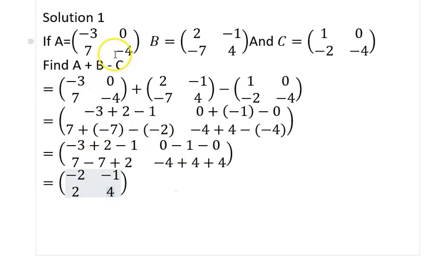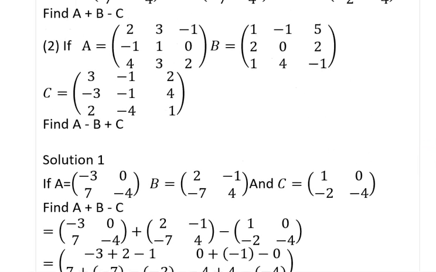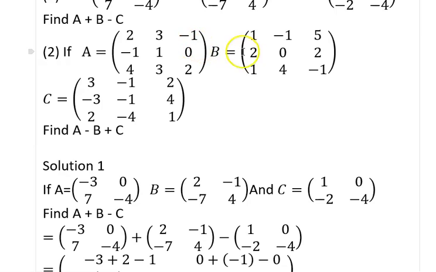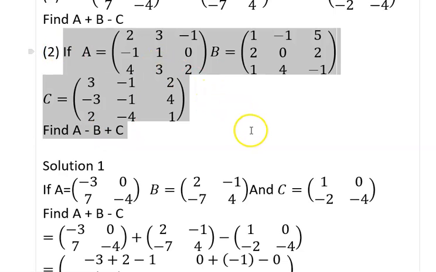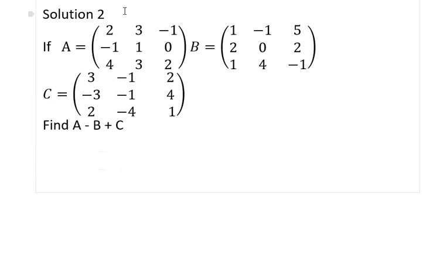Let's go straight to solution number 2. If A is this, B is this, and C is this, we are asked to find A minus B plus C. So let's see how we go about that. A minus B plus C.